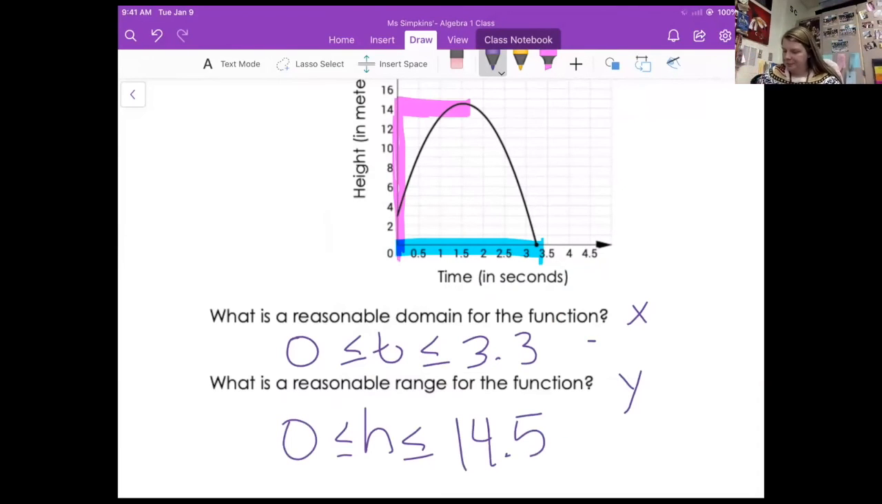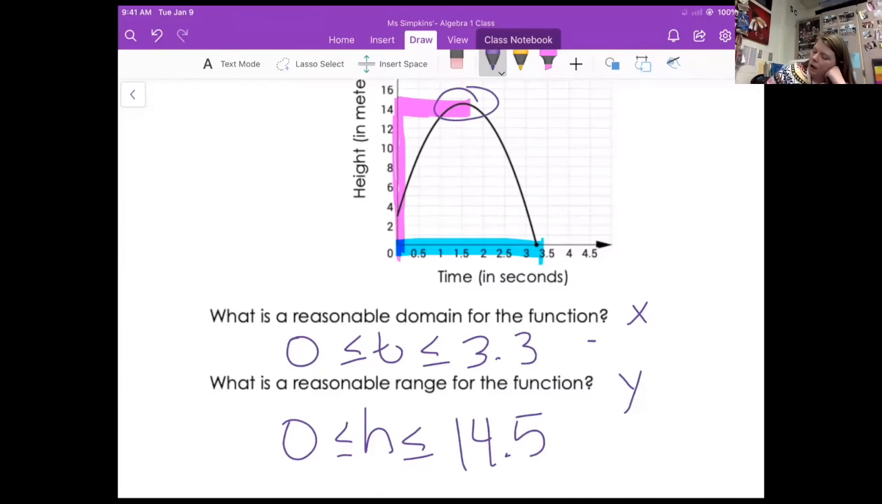Sorry. So I do want you to think about that because your lowest height might not necessarily be where you start. You have to look at the graph. Where is the lowest point on our graph as far as height goes? It was at 0. The highest point on our graph was up here at about 14.5 meters.